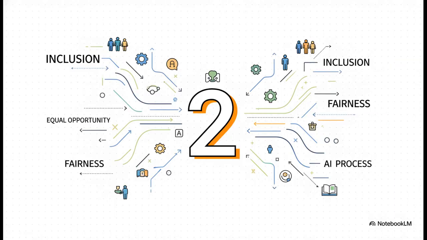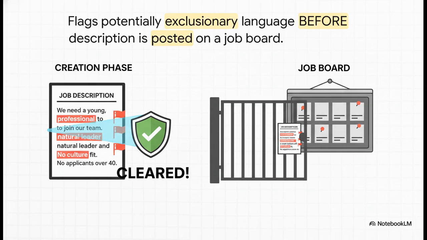Second, and this is a game changer, it acts as a proactive tool for inclusion. The system automatically flags things like gender-coded language or unnecessarily restrictive requirements before that description ever sees the light of day. This isn't about damage control or reacting to problems later. It's about preventing exclusionary language at the point of creation, making your whole process fair from step one.